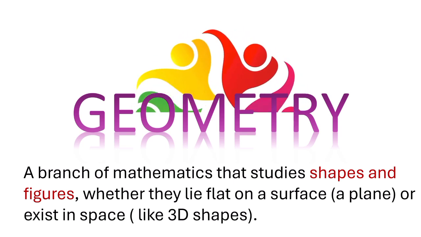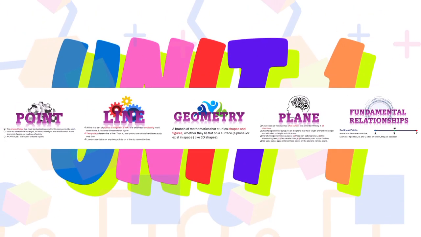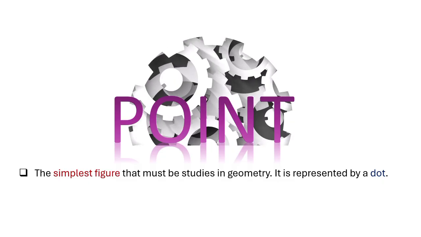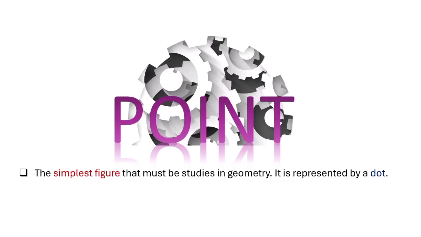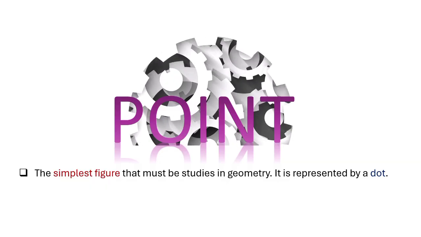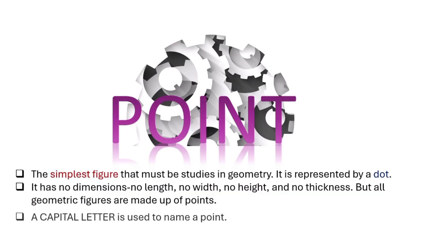In geometry, we have three undefined terms: point, line, and plane. Let's begin with a point. A point is the simplest figure in geometry. It's just a location. It has no dimension, which means it has no length, no width, no height. It means it has no size. Imagine what a point is. It has no size. Can you imagine?